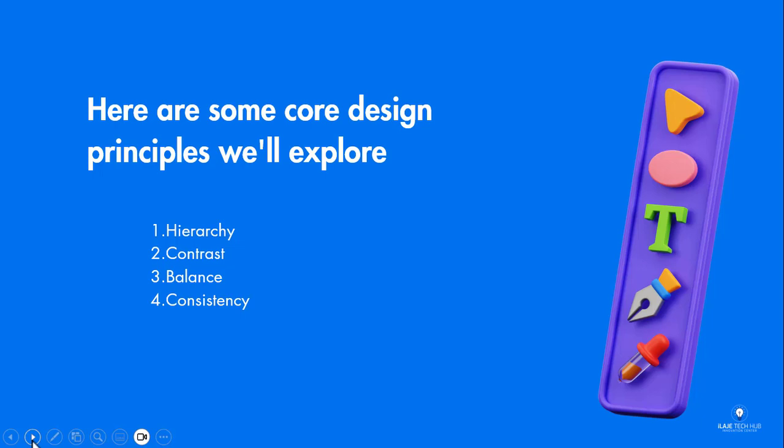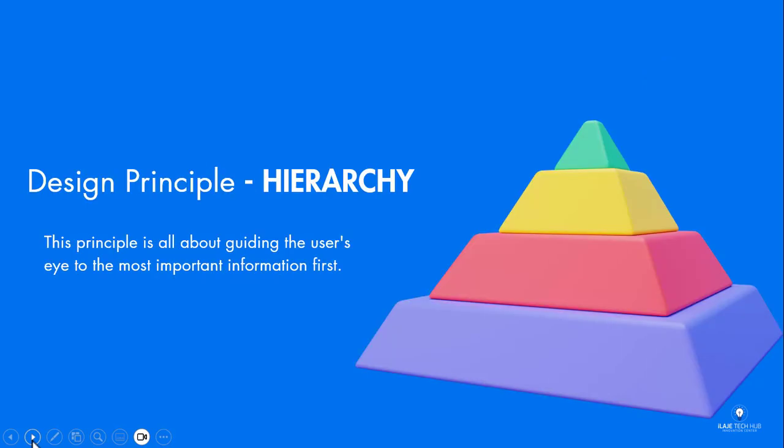So, here are some core design principles that we'll be looking at. We're looking at hierarchy, contrast, balance, and consistency. Now, let's take this one after the other. The first design principle is hierarchy. Now, this principle is all about guiding the user's eye to the most important information first.